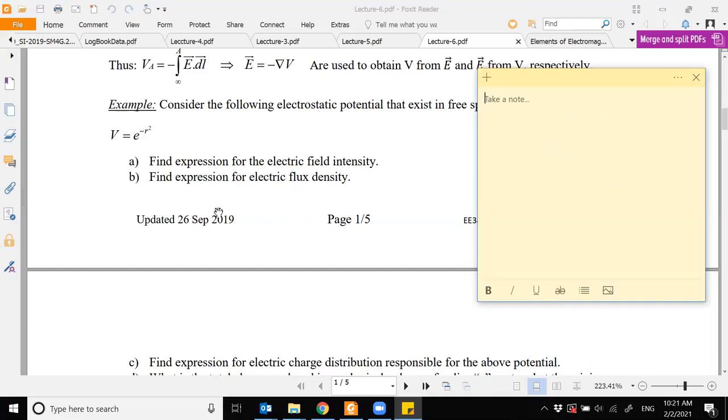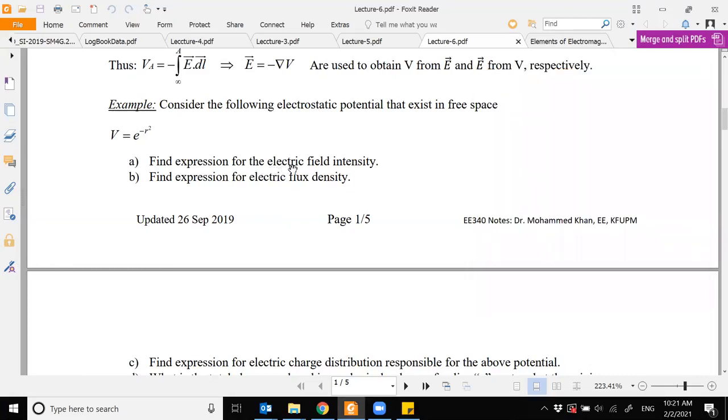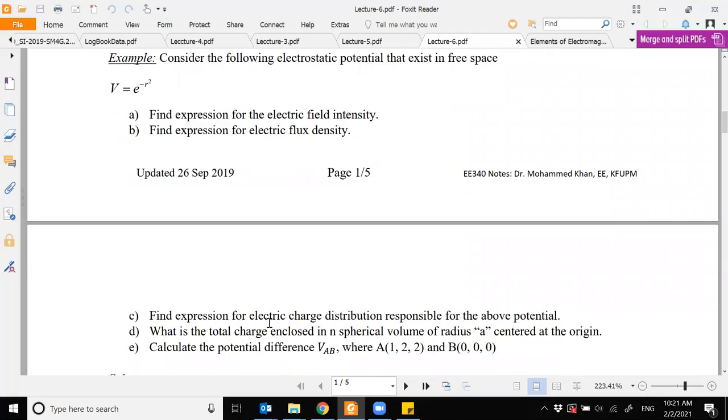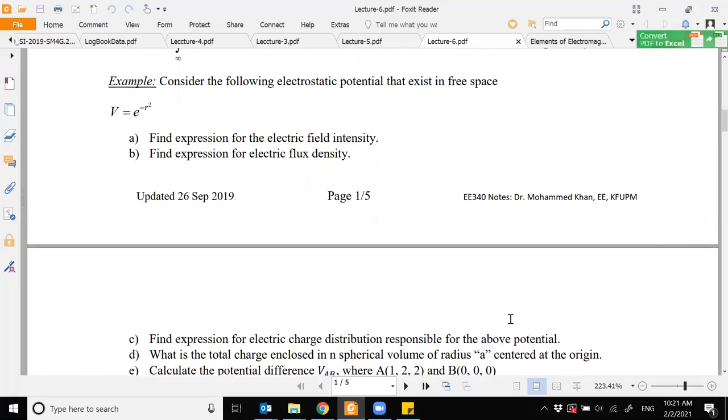So here our objective is that you need to find the electric field intensity, that is, the electric field responsible for this potential. And then you also need to find the electric flux density responsible for this potential. Then we also need to find the expression of the charge distribution responsible for this potential. So who is the source, who is the charge responsible for this electric field and electric flux density and also this potential.